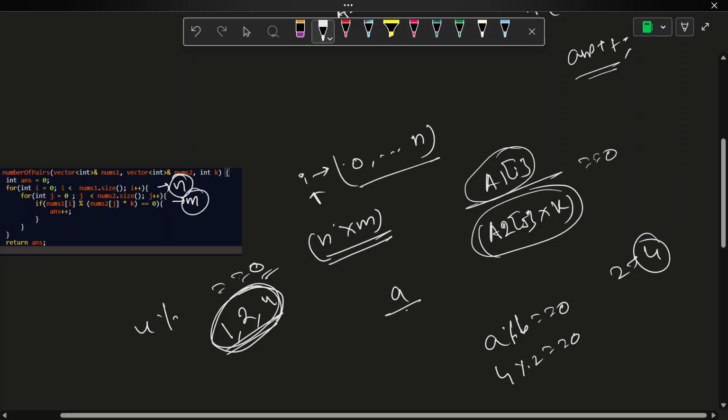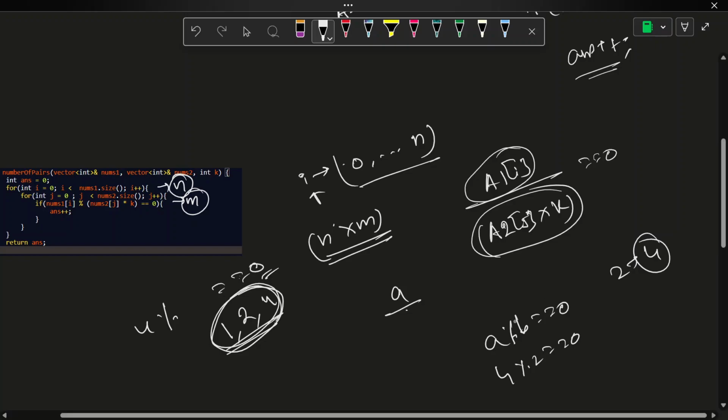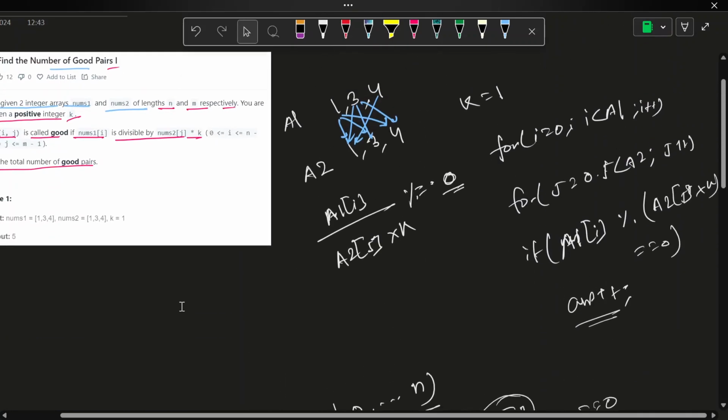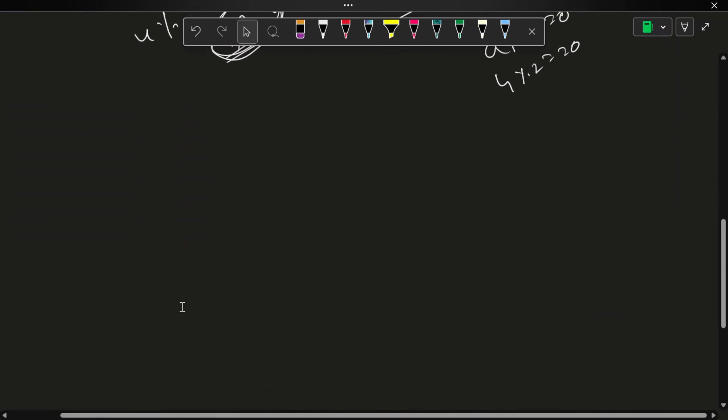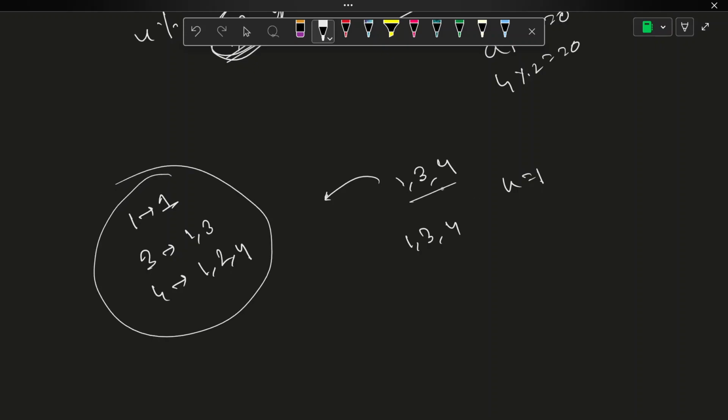So I will factor out all the factors of each number of the nums1 array. For this example, nums1 is 1, 3, 4, nums2 is 1, 3, 4, and k is equal to 1. What are the factors? The only factor of 1 is 1. The factors of 3 are 1 and 3. The factors of 4 are 1, 2 and 4, right? These are the factors of each number.